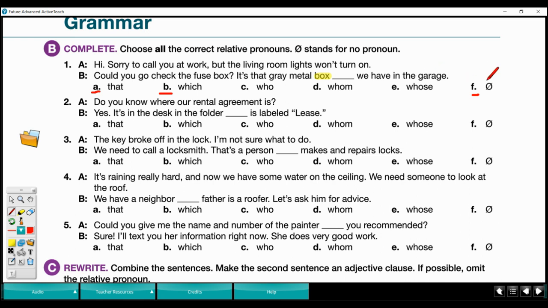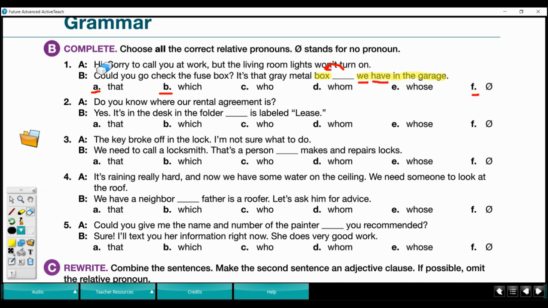So the reason that you can omit the relative pronoun here is because in the adjective clause describing where that box is, you have a subject, we, subject pronoun, and a verb, have. In this case, you do not need to have another relative pronoun. If you use that or which because you're describing a thing, again, you're describing the gray metal box, then you can use that or which to describe a thing.